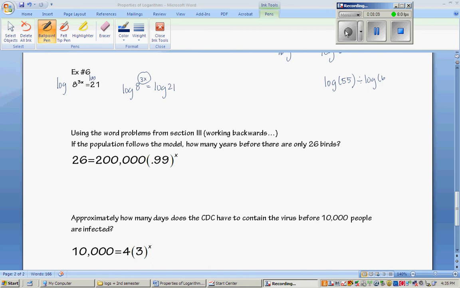And finally, using the word problems from section 3, working backwards, you can use what we've just learned about how to solve it to get a much more accurate answer. So try these out and we'll check them out in class.